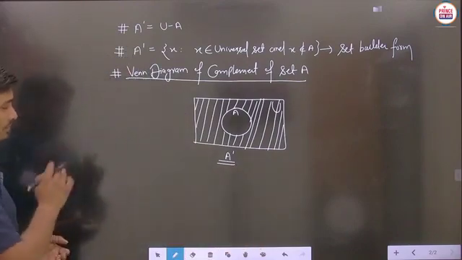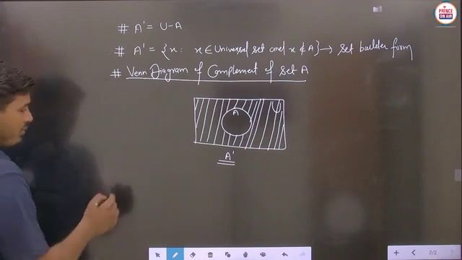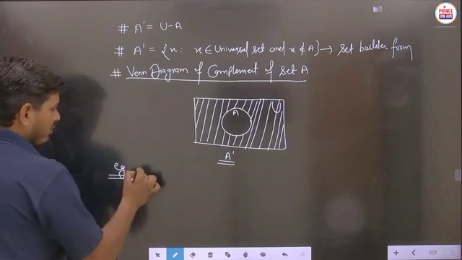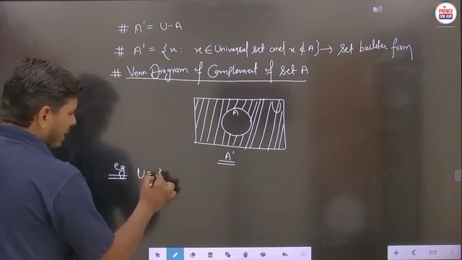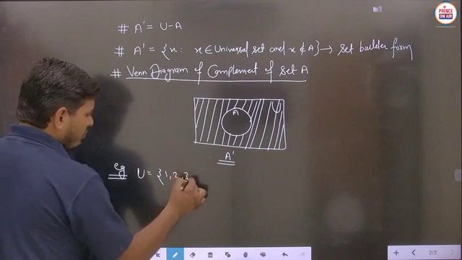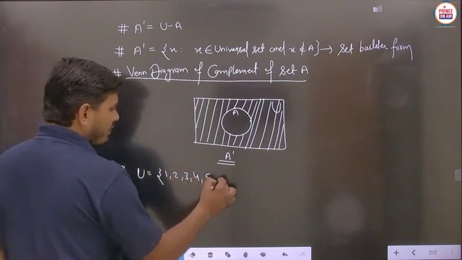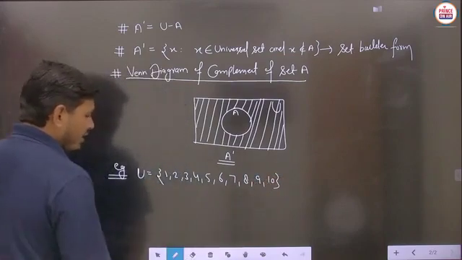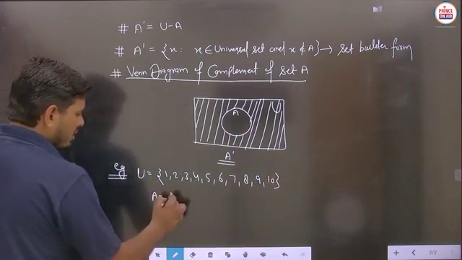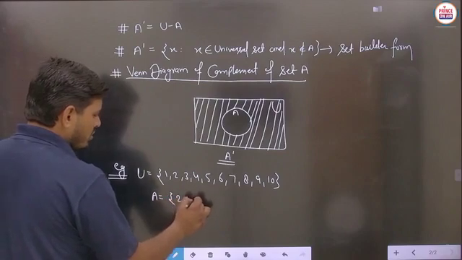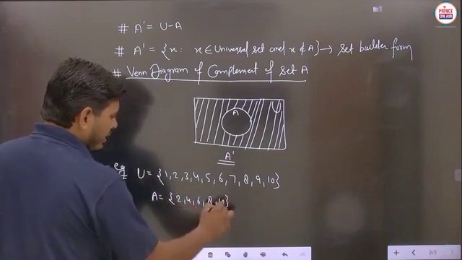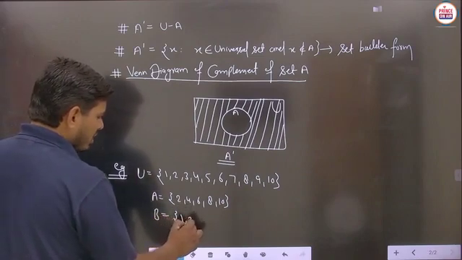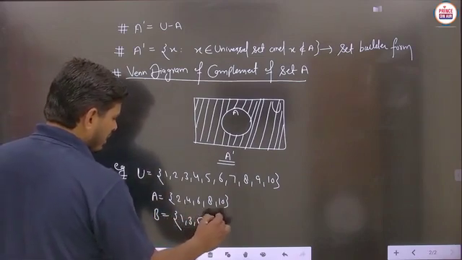Next, suppose we take a very important example. Suppose the universal set is given like this: 1, 2, 3, 4, 5, 6, 7, 8, 9 and 10. Is it clear? And suppose the set A is given as 2, 4, 6, 8, 10, and suppose the set B is given as 1, 3, 5, 7, 9. Is it clear?